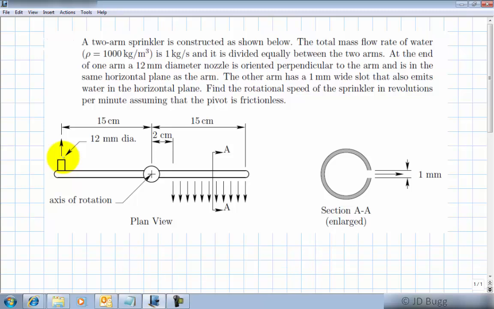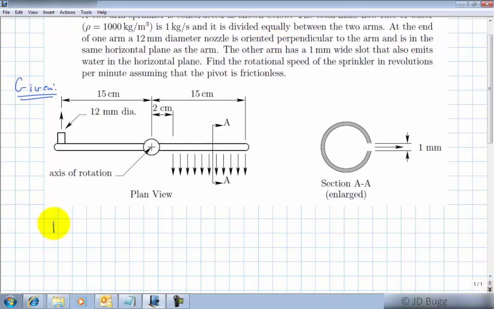So the given information is essentially this diagram. We don't really need to add anything to it. I think everything is on that diagram. We may add a few things to it as we go forward here. Let's recap what we're asked to find. We're asked to find the angular speed in revolutions per minute eventually.